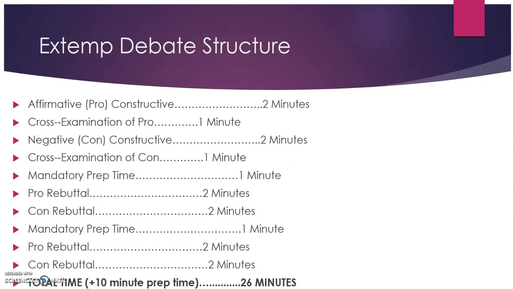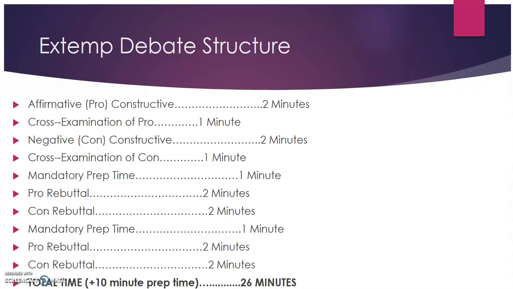So here's the structure, and we'll get more into this as we go along in the next couple classes. Basically, the person who got pro goes first. They speak for 2 minutes. Then the con gets to ask the pro questions for 1 minute. So while the pro is speaking, the con will want to be writing down some potential questions and jotting down notes about that person's speech.